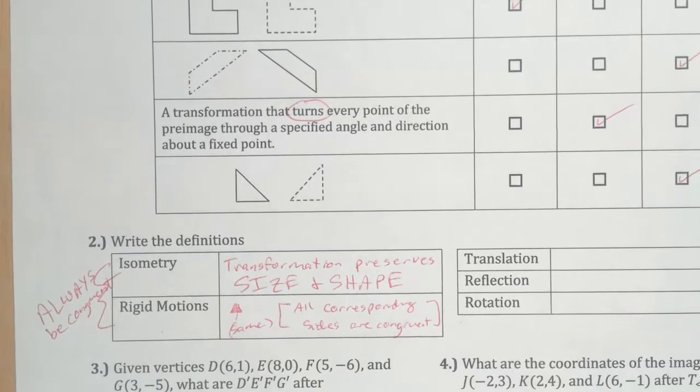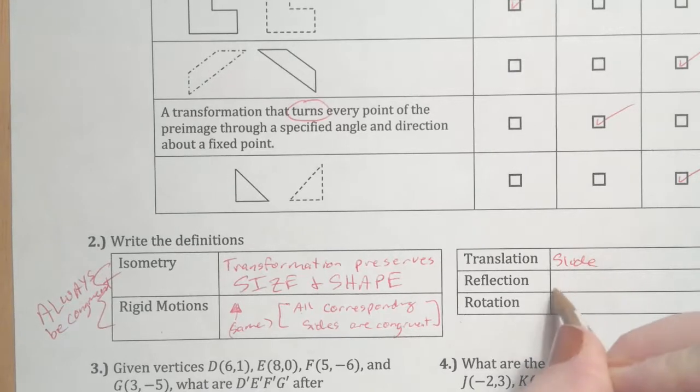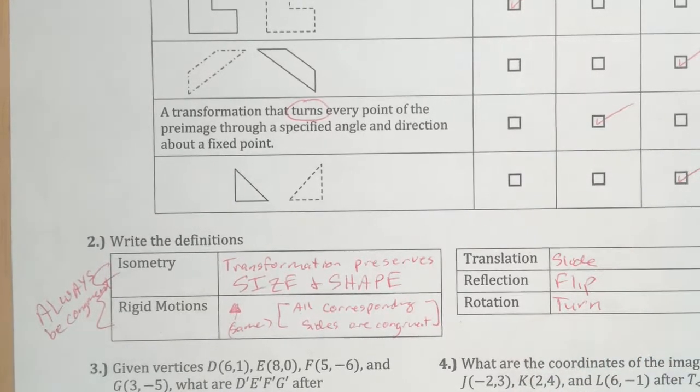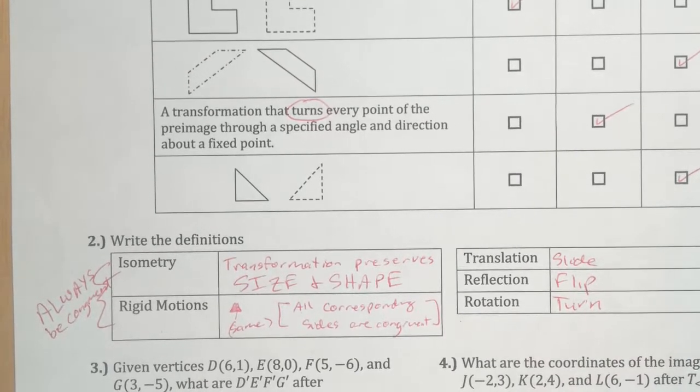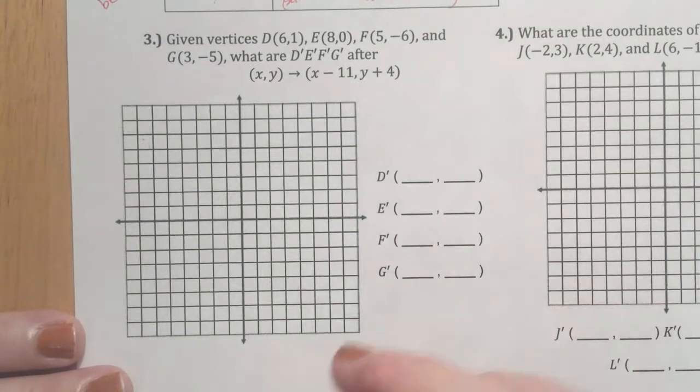All right, just as a little reminder here, translation is a slide, reflection is a flip, and rotation is a turn. Okay, so these are the 3 things that we're going to be talking about. All right, so now let's go down to number 3.